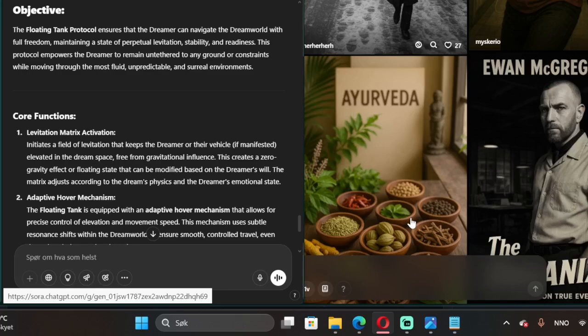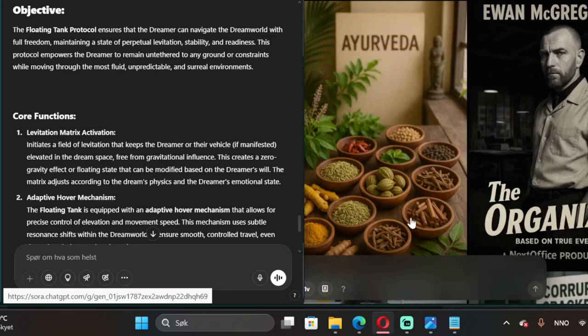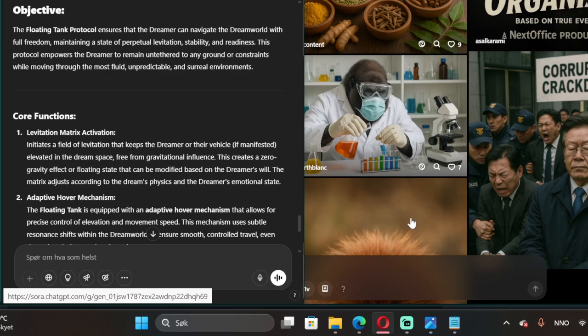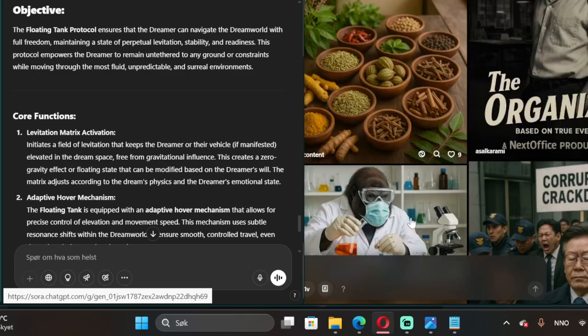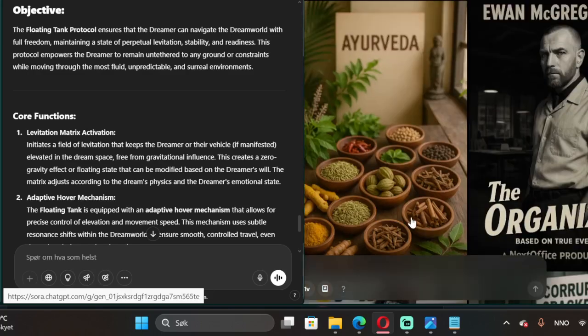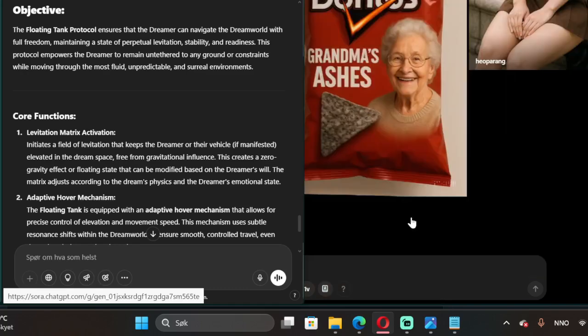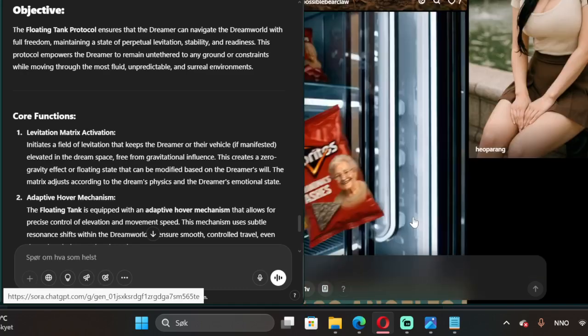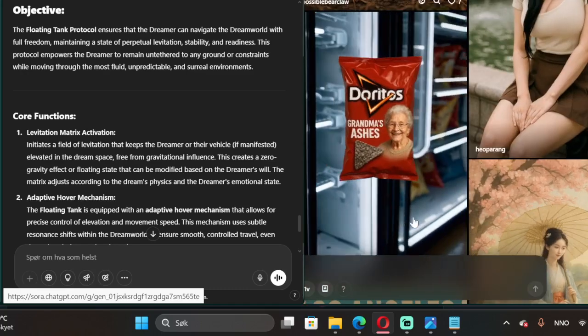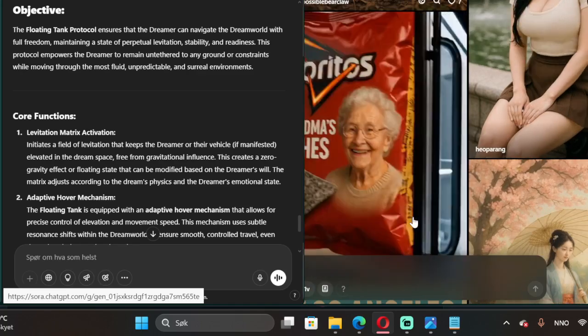2. Adaptive hover mechanism. The floating tank is equipped with an adaptive hover mechanism that allows for precise control of elevation and movement speed. This mechanism uses subtle resonance shifts within the dream world to ensure smooth, controlled travel, even through turbulent or chaotic environments.